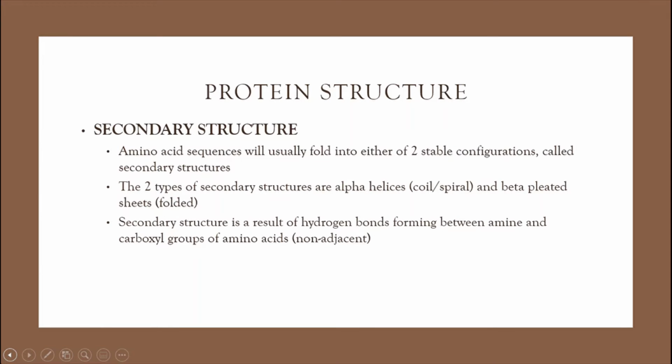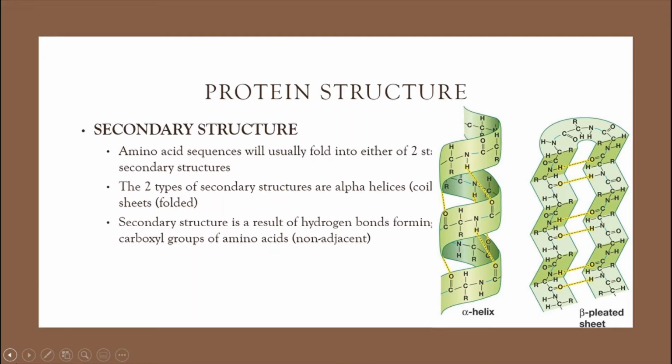And this folding happens because of hydrogen bonds. Hydrogen bonds will form between the amines and the carboxyl groups of amino acids, and this takes place between non-adjacent amino acids. What that simply means is that it takes place in amino acids that are not next to each other. They're some distance away from each other, and as a result of hydrogen bonds forming between non-adjacent amino acids, we get some folding or spiraling of the shape of that polypeptide. So if we have a look here, this one on the left is an example of an alpha helix.